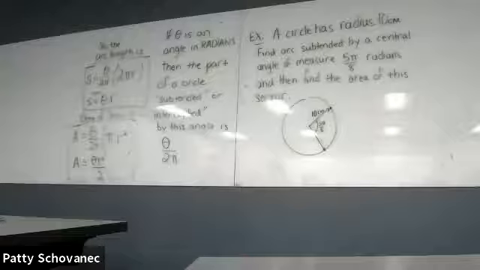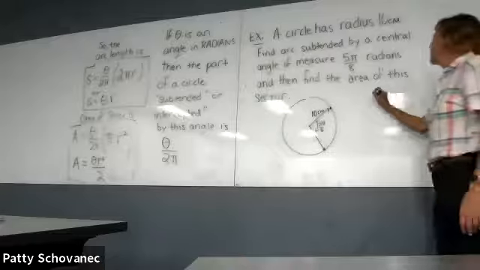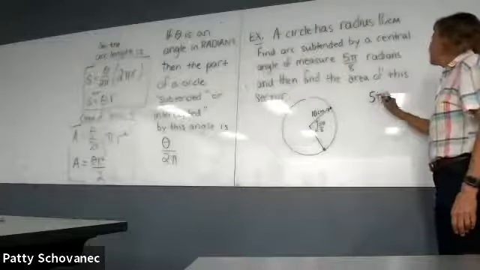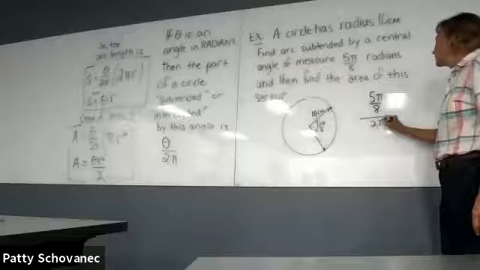So we make sure we're in radians, our angle is in radians. Then we figure out what part of the 2 pi circle that measurement is. Take 5 pi over 8 and divide it by 2 pi to get the part of the circle we're talking about. 5 pi over 8 divided by 2 pi.